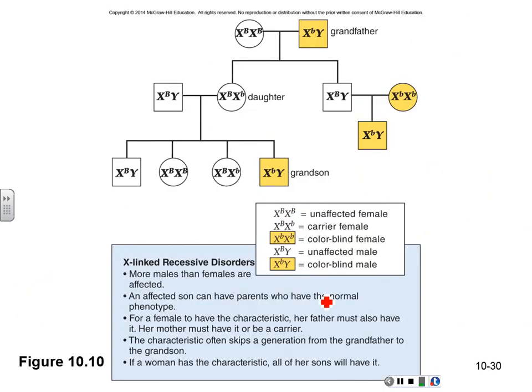Again, how can we use these when we talk about following family trees or pedigrees, looking at X-linked recessive disorders and how they're carried from one family to the next?